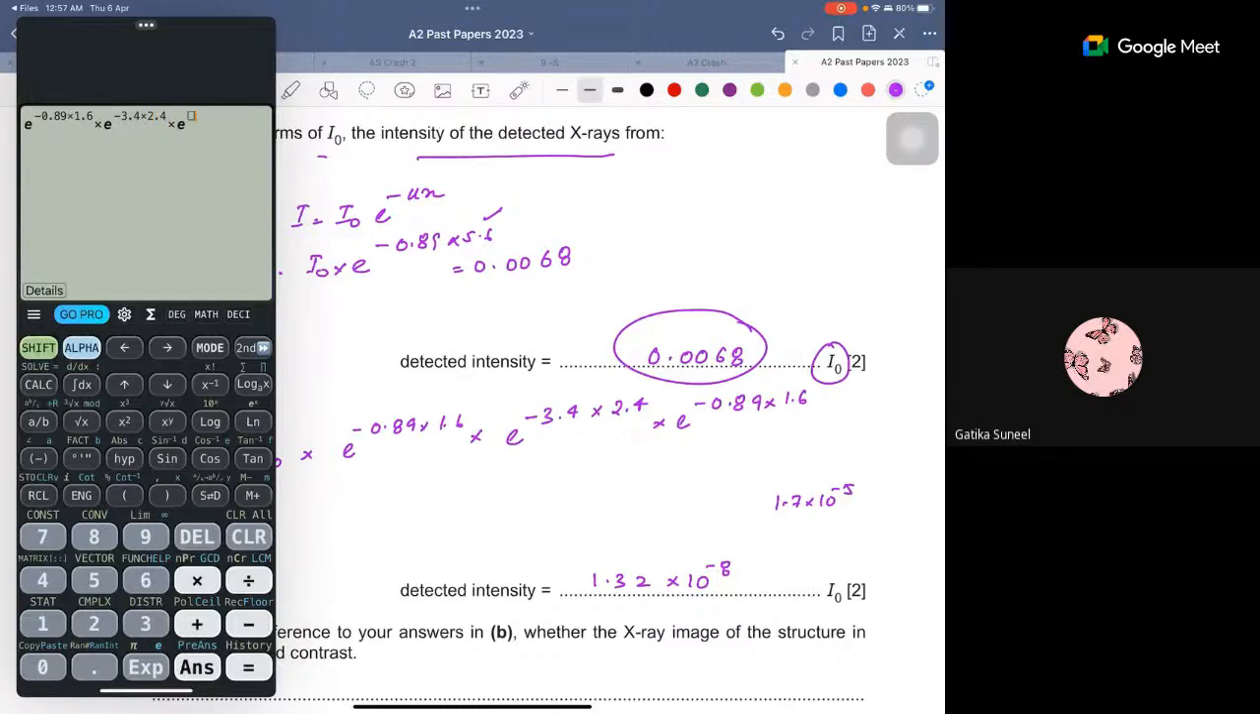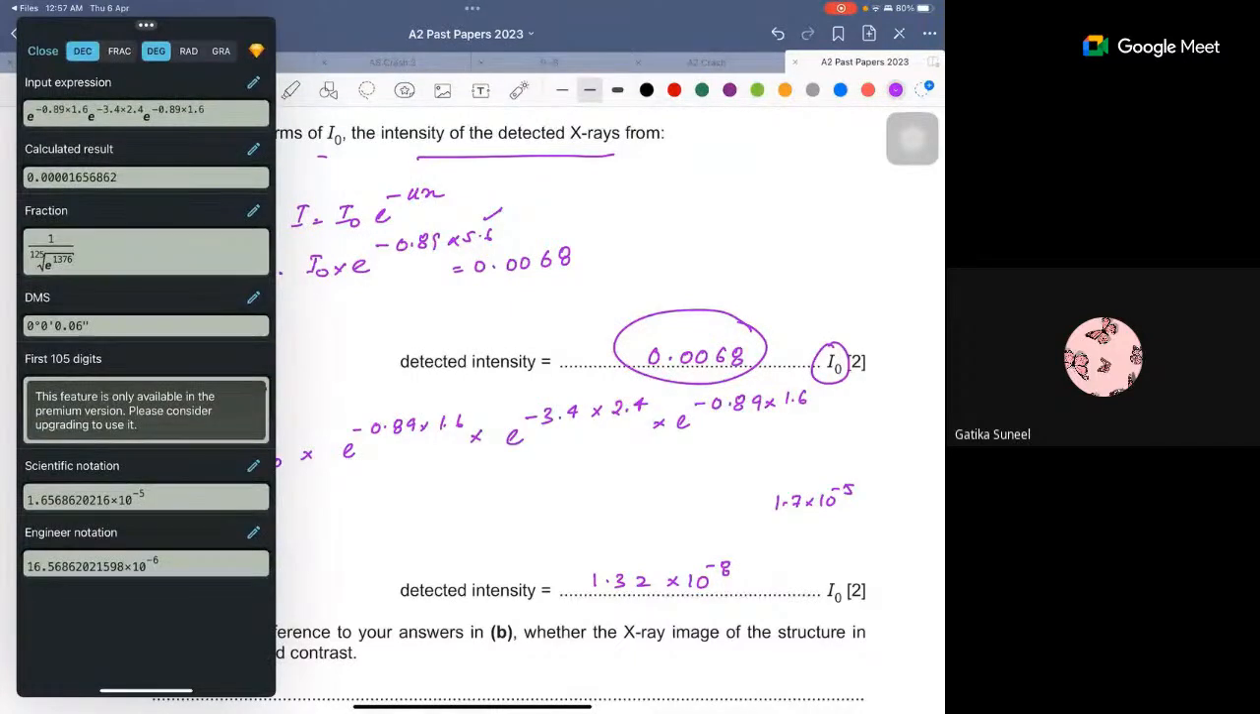Shift E minus 0.89. I hate this already. Okay. This comes out to be 1.656, 1.66 times 10 raised to minus 5. That's 1.7, right? So that should be the right answer.